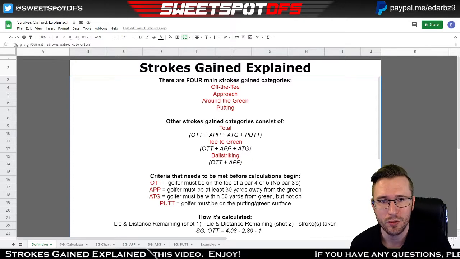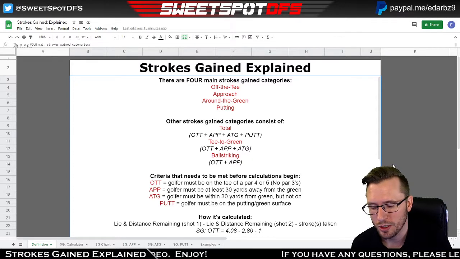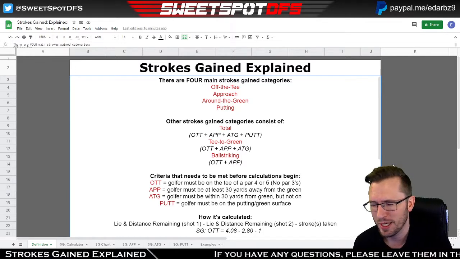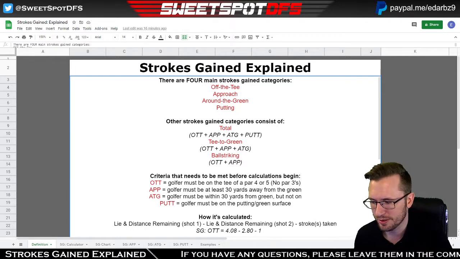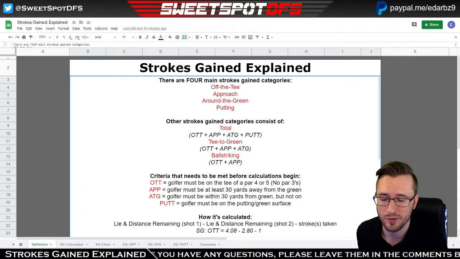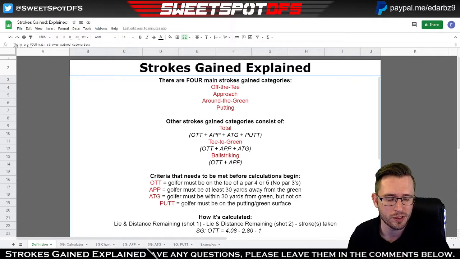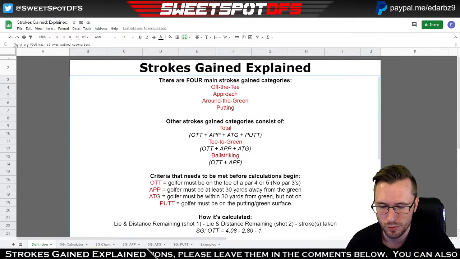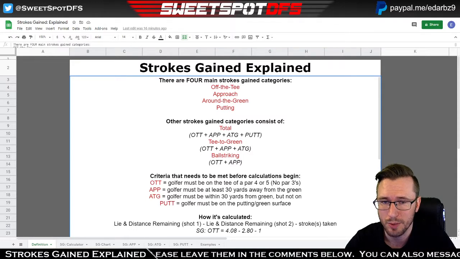Likewise, around the green, a golfer needs to be within 30 yards of the green, but not on the green. And then putting is pretty self-explanatory. It's anything that's on the putting surface. If you want to use a driver on the putting surface, a wedge, or anything like that, it'll still be calculated under strokes gained putting.